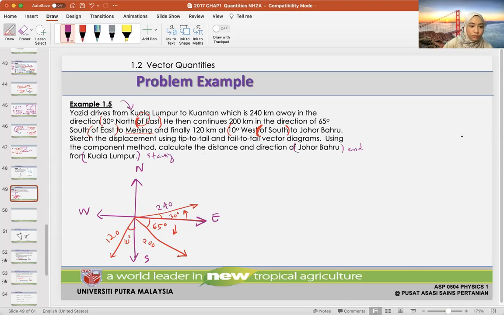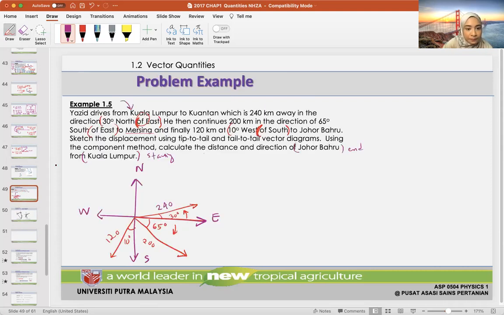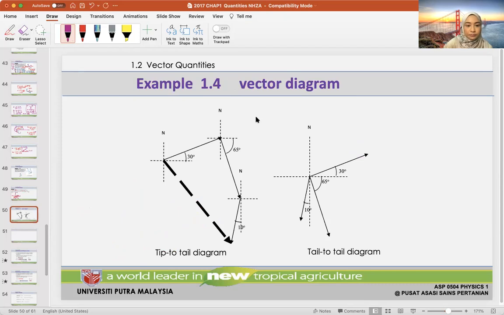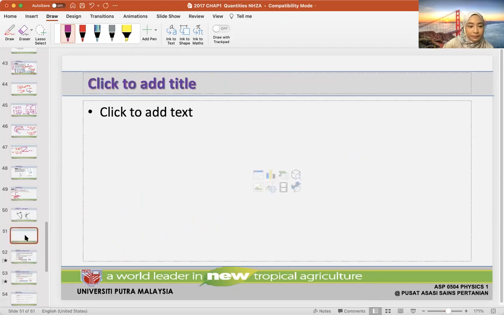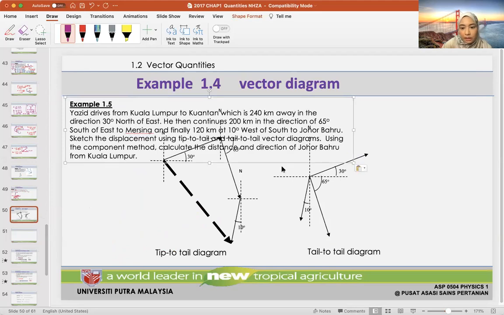Okay, so let's go over the tip to tail and tail to tail method. So we already have the answer, but you have to do the components later. So this is the first one. I need the question. Let's copy it over here. Wait a moment. Okay, any questions, you can ask.